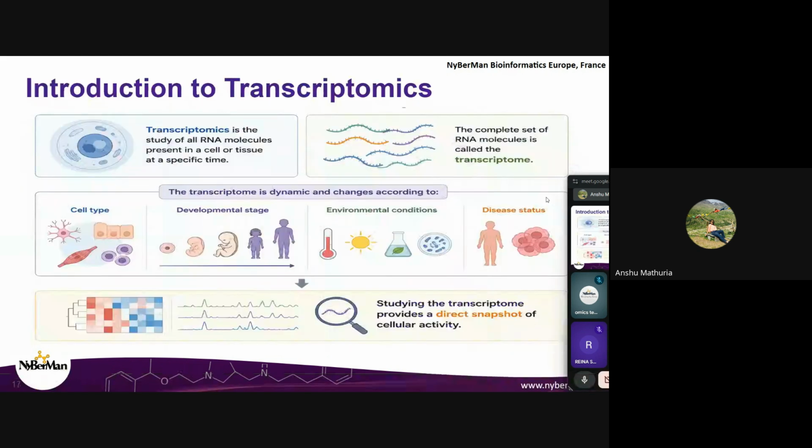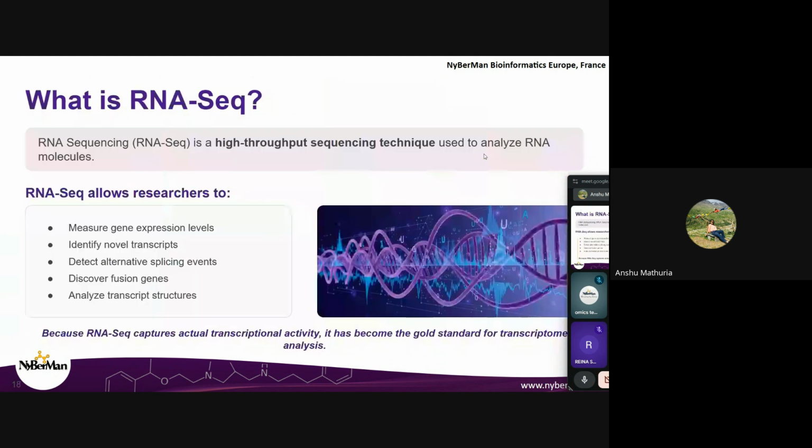So now we are going to analyze transcription. There's a word known as transcriptomics. So what is this word transcriptomics basically telling us here? Transcriptomics is basically the study of all the RNA molecules that are present in a cell or a tissue at a particular given point of time. So this complete set of RNA molecules gives rise to what is known as a transcriptome. And the study of this transcriptome is known as transcriptomics.